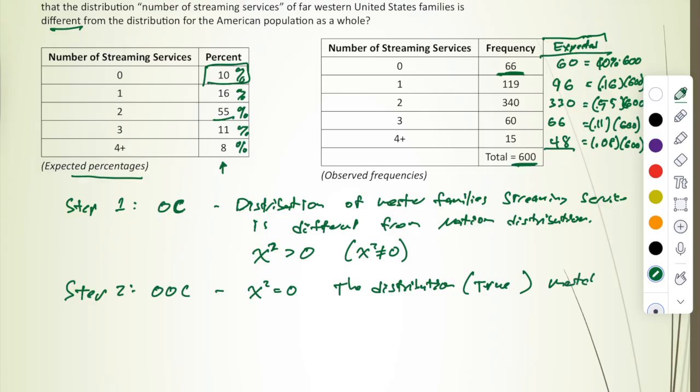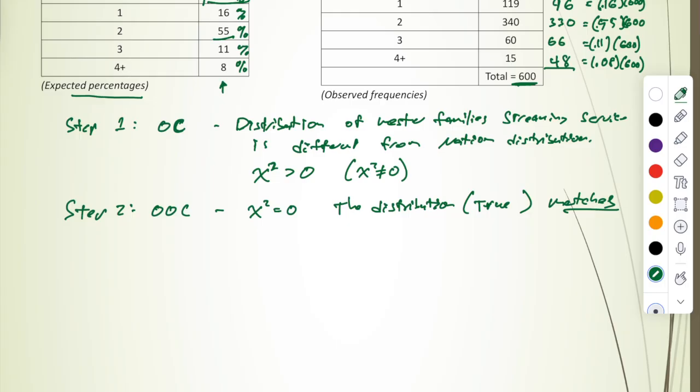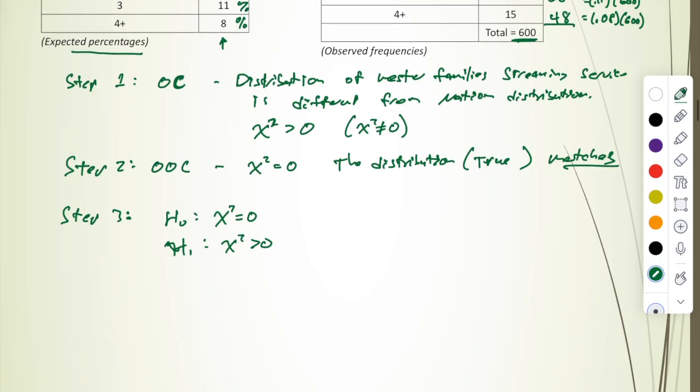Matches. Okay, they match. Chi-squared equals 0. Observed and expected: the observed matches the expected every single time. Okay, step 3, null hypothesis. This is going to be chi-squared equals 0. Alternative hypothesis is going to be the leftovers. That would be the alternative claim here.